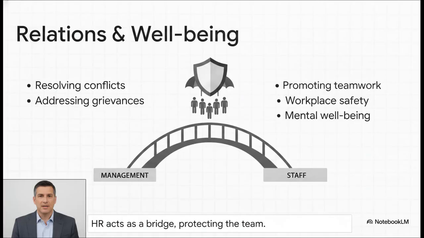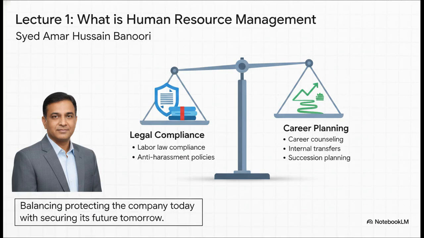Maintaining that workforce brings us to functions 8 and 9, employee relations and well-being. Here, HR acts as a crucial bridge between upper management and the staff. This means actively resolving workplace conflicts, addressing grievances, and promoting teamwork. But it also means physically and mentally protecting the team. HR handles workplace safety programs, risk assessments, and mental well-being initiatives. Having a safe, healthy, and collaborative environment isn't just a nice-to-have perk, it directly and measurably boosts overall productivity and reduces accidents.